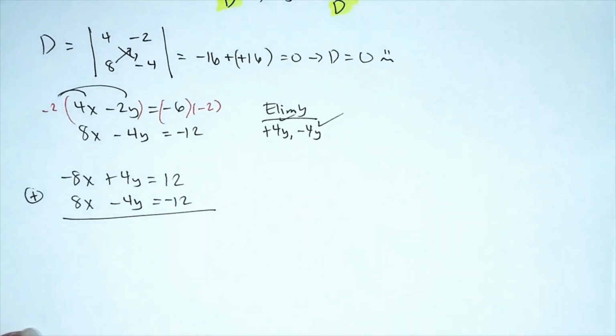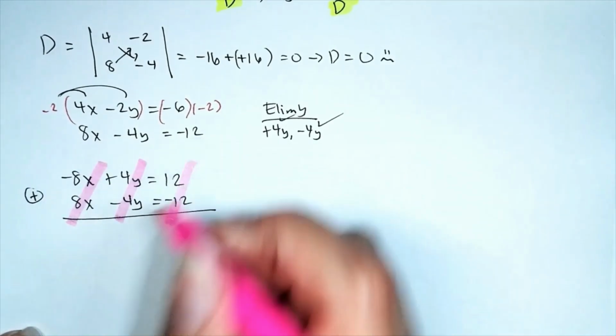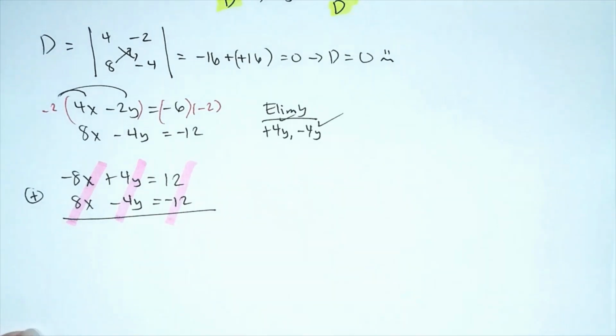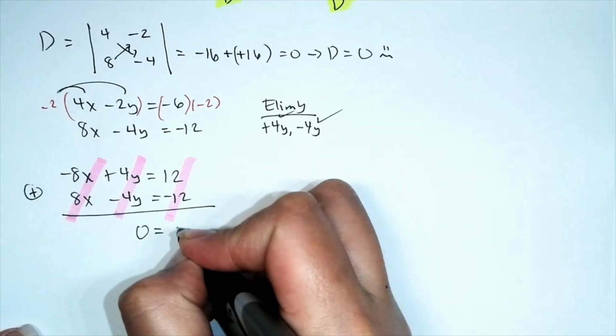But check it out, as you can see, the y didn't want to go out without a fight. Not only did the y's cancel out, the x's cancel out, and the constants cancel out. So we have nothing equals nothing. We can't just leave it as nothing, so we'll put 0 equals 0.